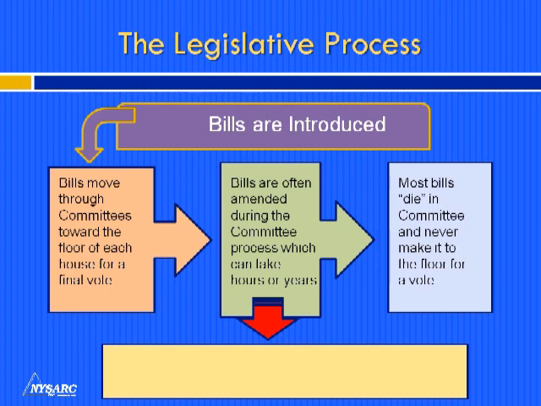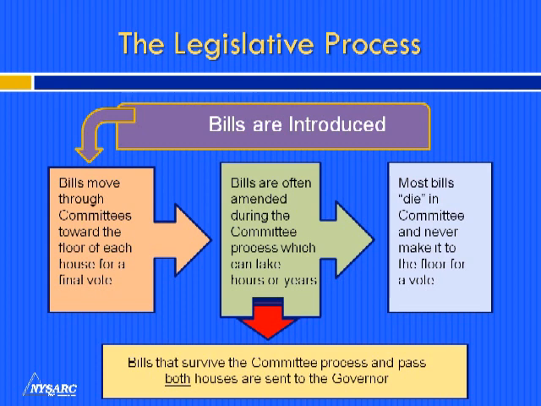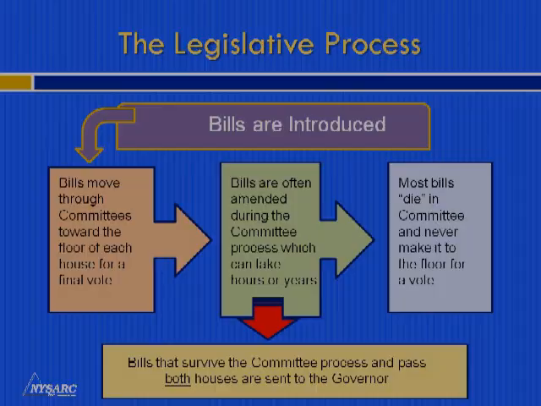Bills that survive the committee process and make it to the floor of either house are usually passed by that house. Those bills fortunate enough to survive the committee process and pass both houses are sent to the governor to be approved or vetoed.